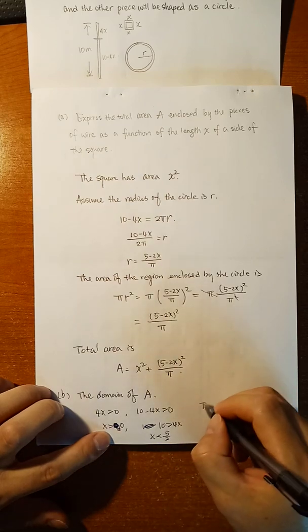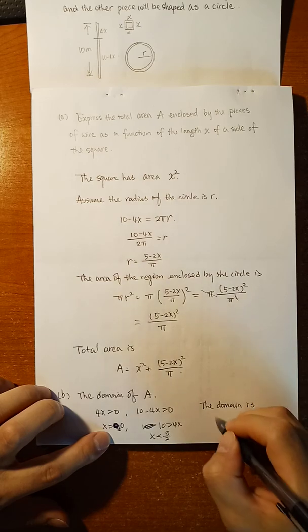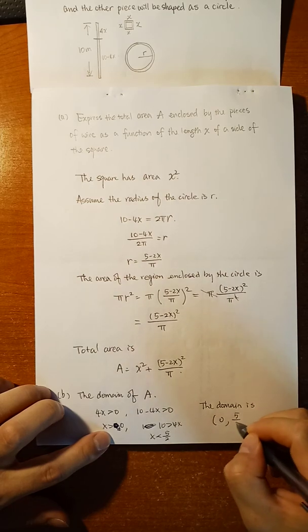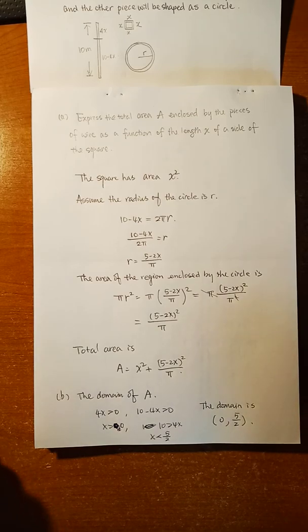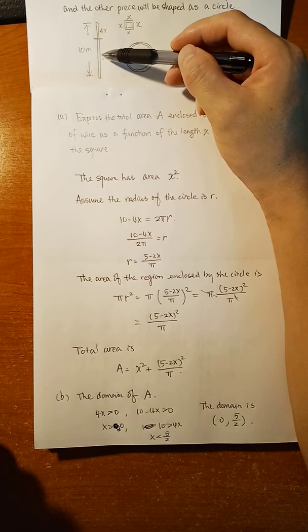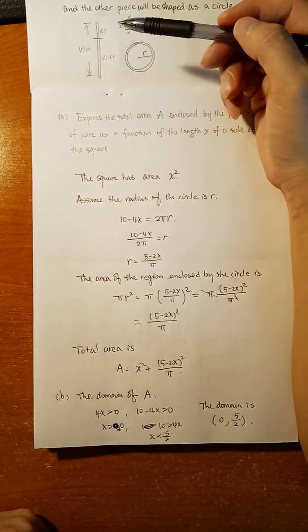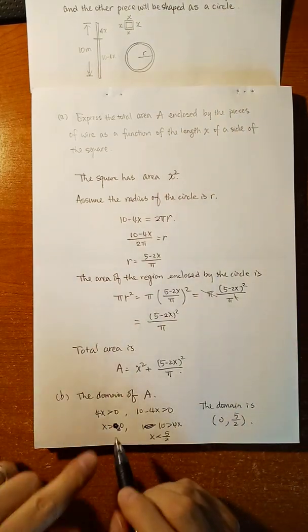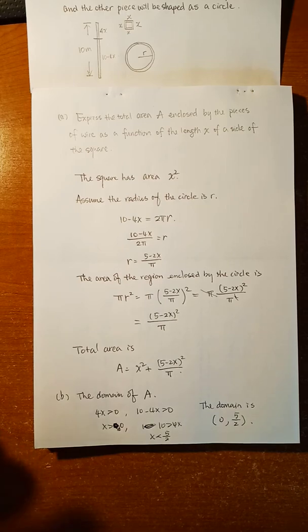So the domain is between 0 and 5 over 2. The domain of the area function is between 0 and 5 over 2, just because we need two pieces. So you have pieces greater than 0, right? Okay, so this is the domain, not greater than 4, greater than 0. Well, sometimes I make mistakes. Well, almost every time. It's bad.